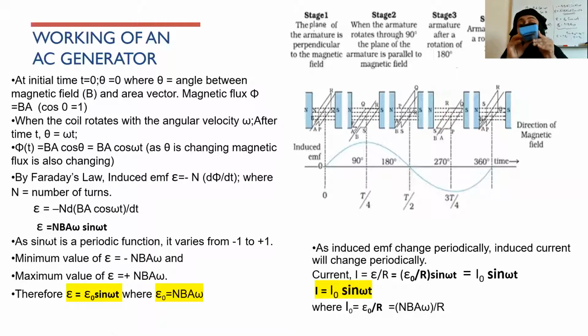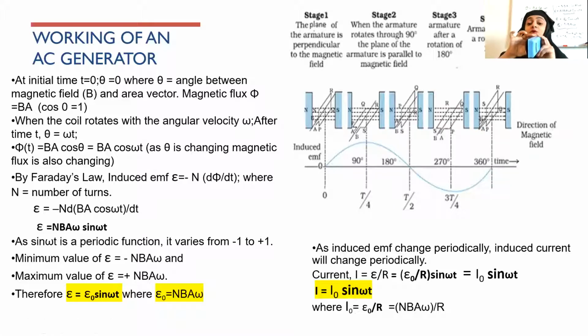Now again it rotates through 90 degree. Now what is the angle between the area vector and the magnetic field? Magnetic field remains from north to south while the area vector has rotated through 180. So what is the angle now? 180 degree. So what is sine 180? 0. So the induced EMF also will become 0. Can you see here in the graph? So when we rotate through 180 degree, at 90 it becomes maximum. At 180 degree rotation, it will again become 0.